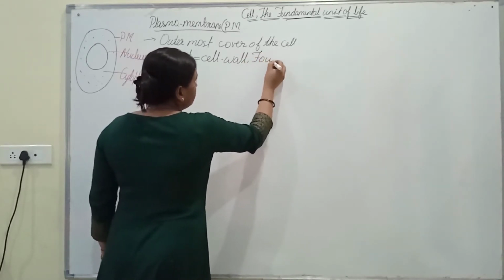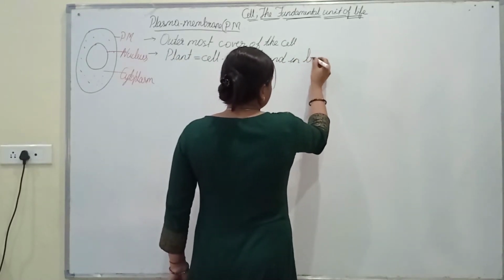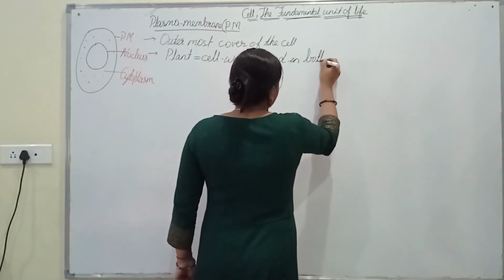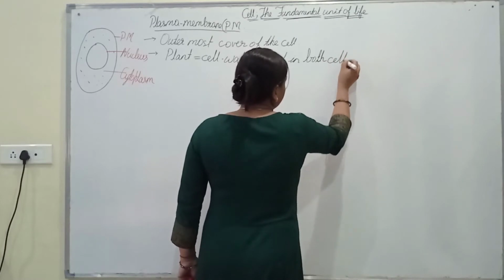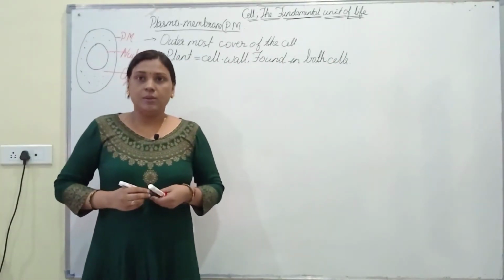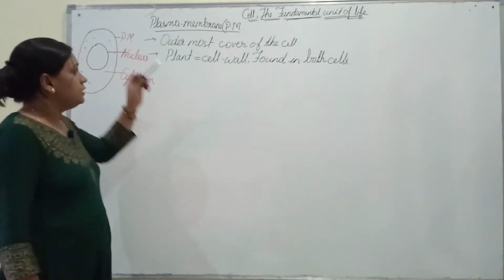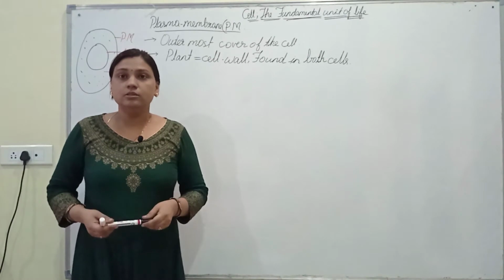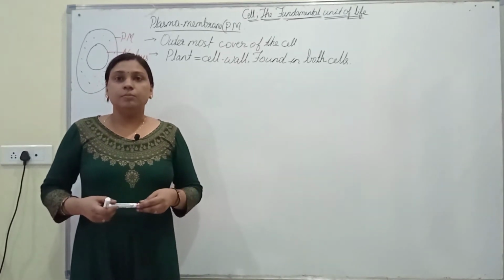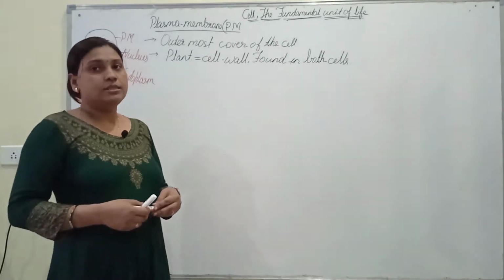Plasma membrane is found in both type of cells, that is plant cell and animal cell. Only the difference is that plasma membrane in plant cells are covered by another layer called cell wall.